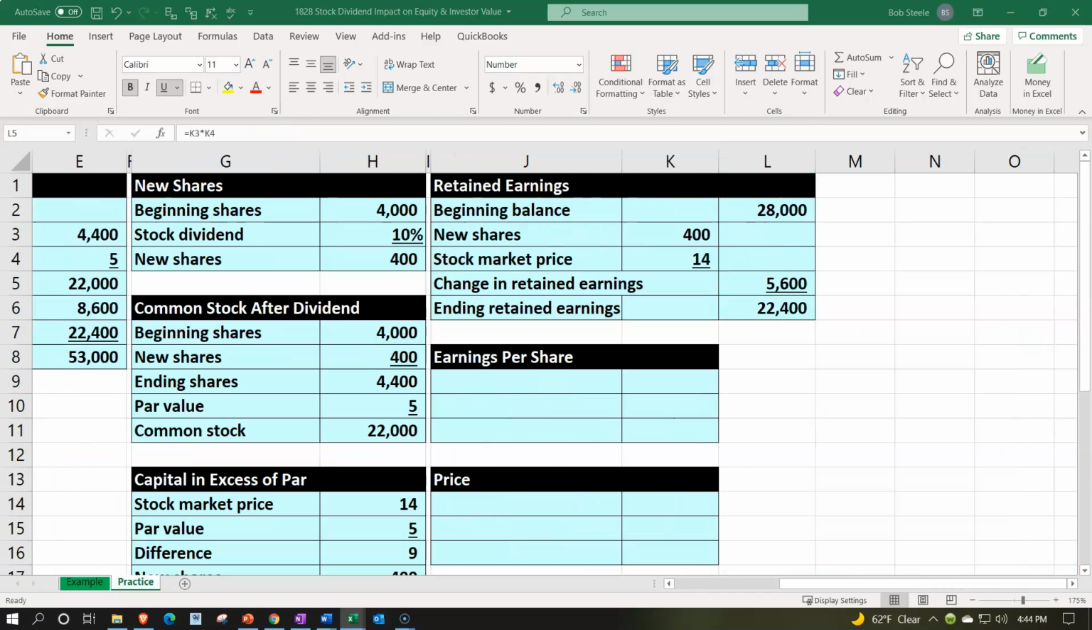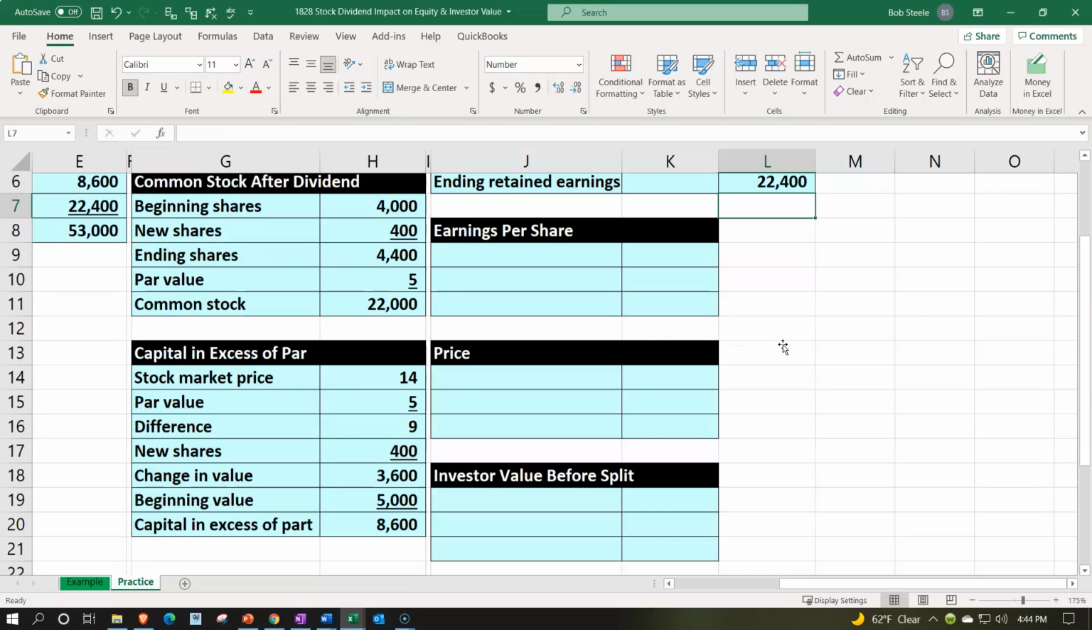Sense has been made once again. We're sense makers around here. We make sense of stuff.